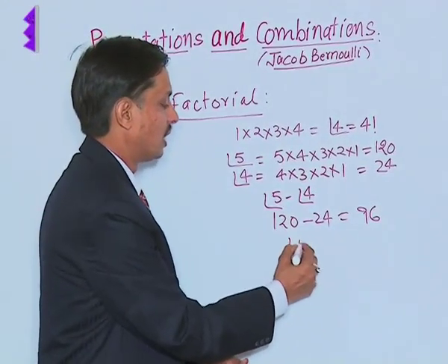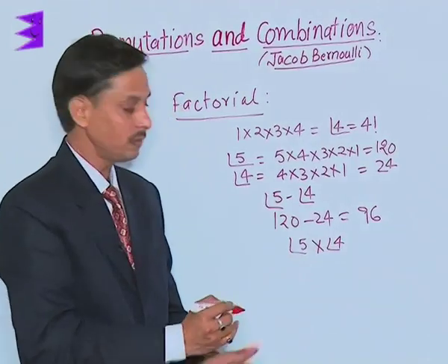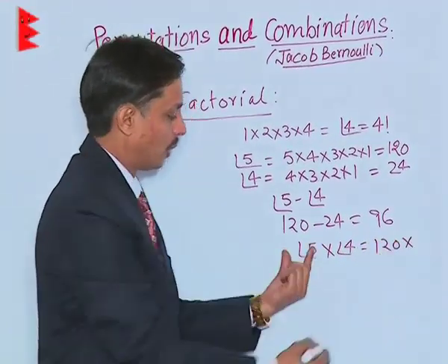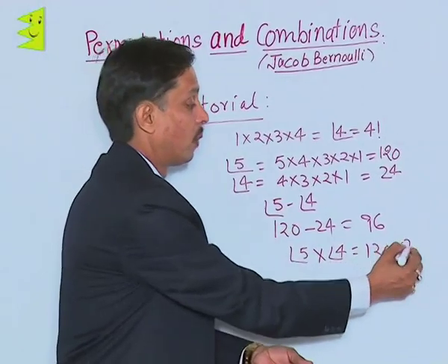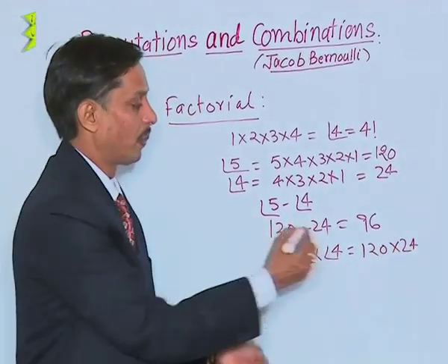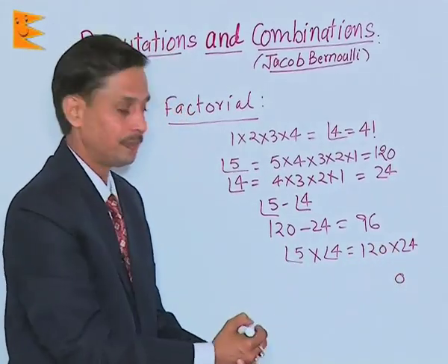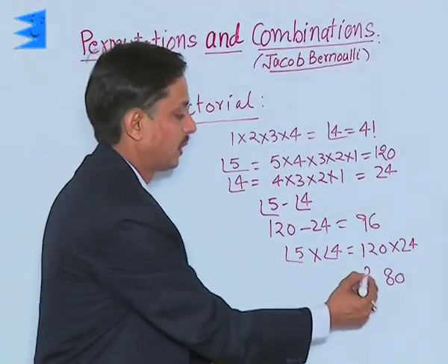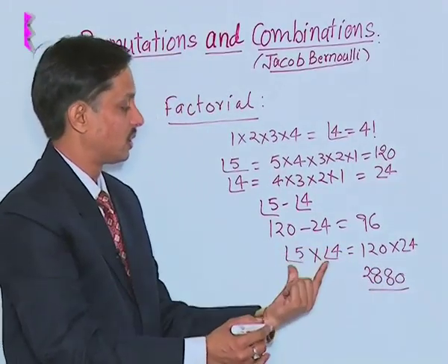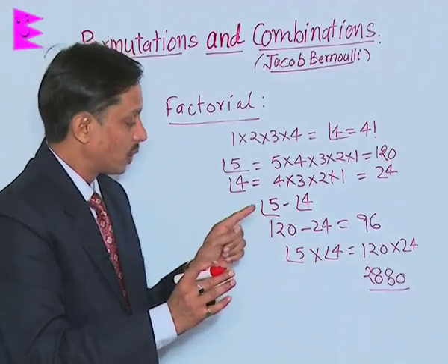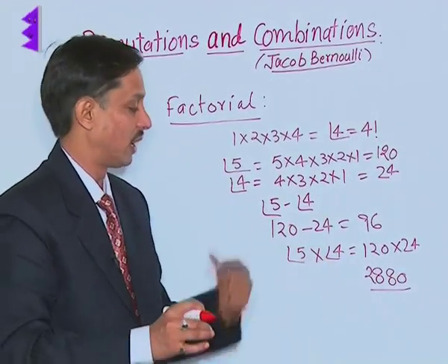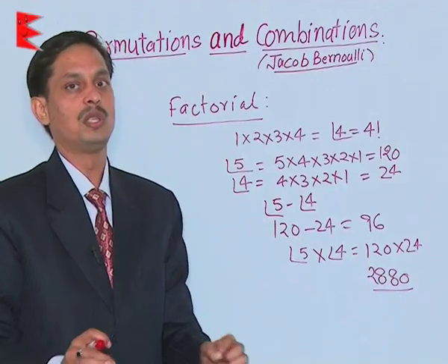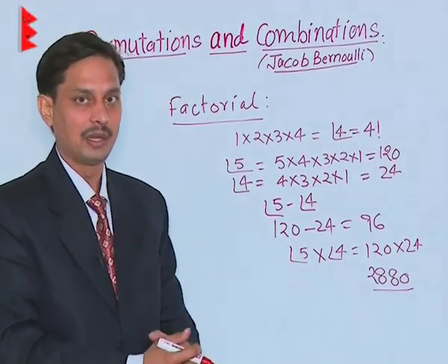Similarly, if somebody asks the answer of factorial 5 into factorial 4, obviously it is not factorial 20. First of all, we write 120, the value of factorial 5. Then we write 24, the value of factorial 4. Their product: 0, then 12 fours are 48, then 4, 12 twos are 24, then 24 plus 4 is 28. So 2880 is the answer of factorial 5 into factorial 4. We should never multiply first and then take the factorial. Whenever we are solving problems related to factorial, we first simplify the factorials, then do the mathematical operations.